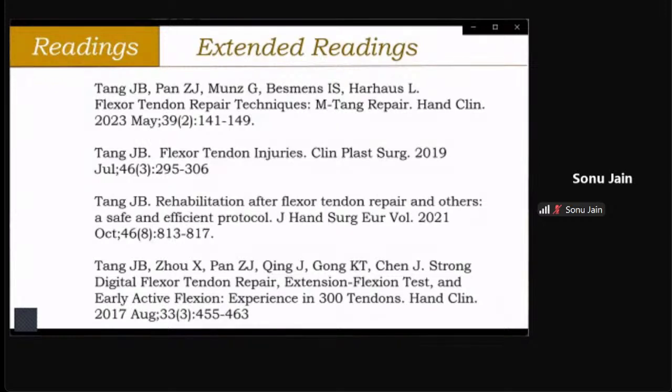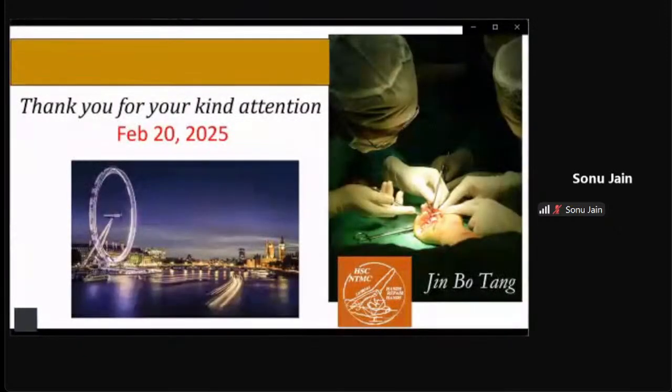Here is a list of 4 papers I suggest you read that will give you more detail of how I perform the Zone 2 flexor tendon repair. Thank you very much for your attention. Thank you.